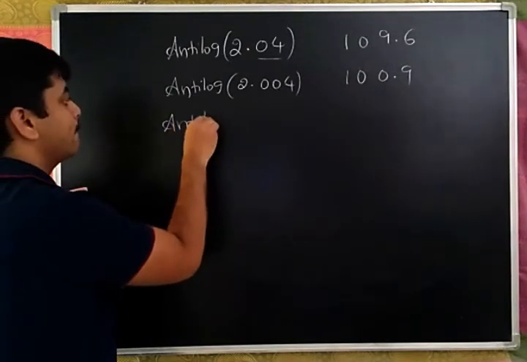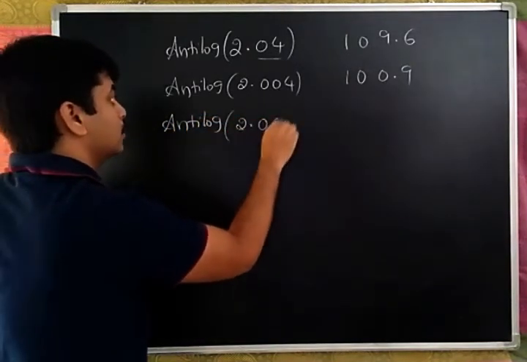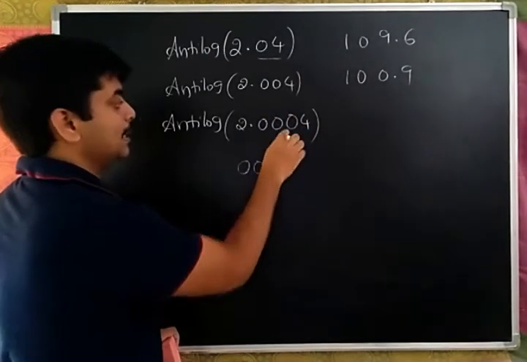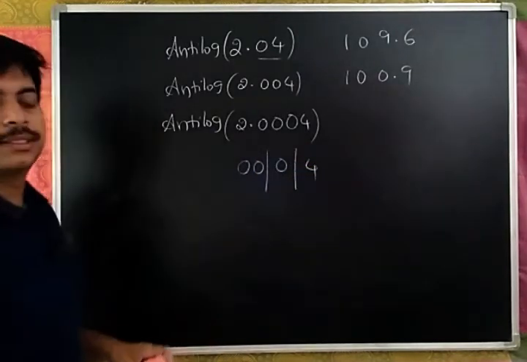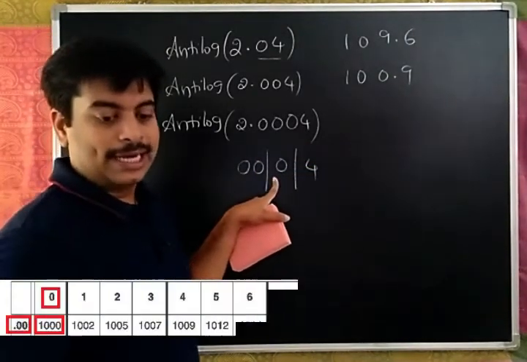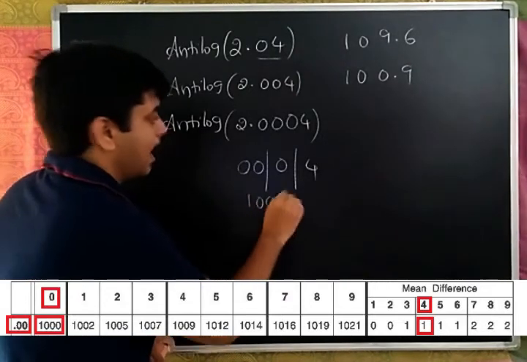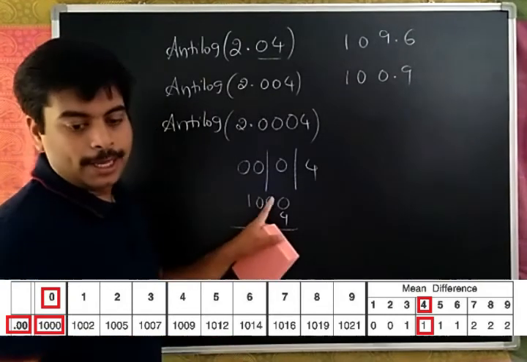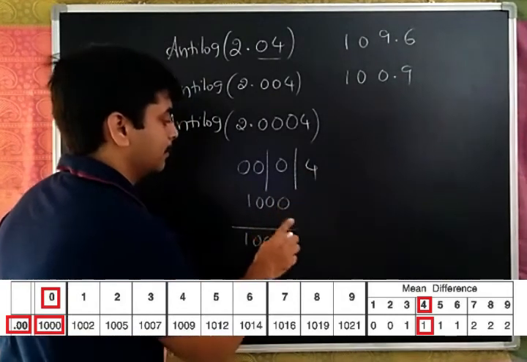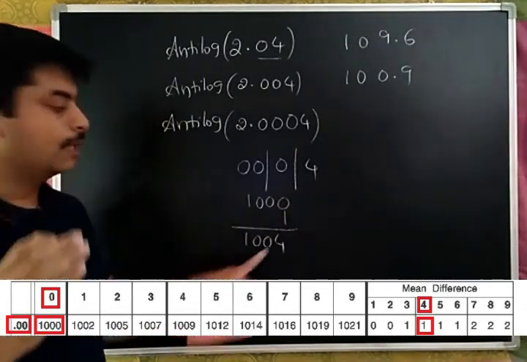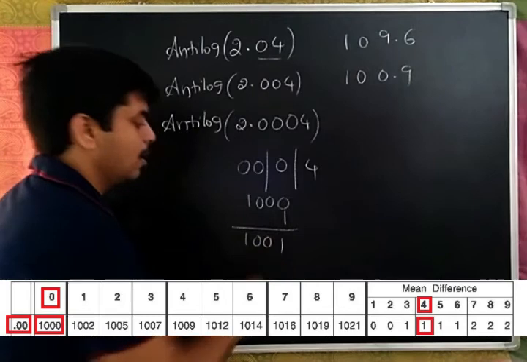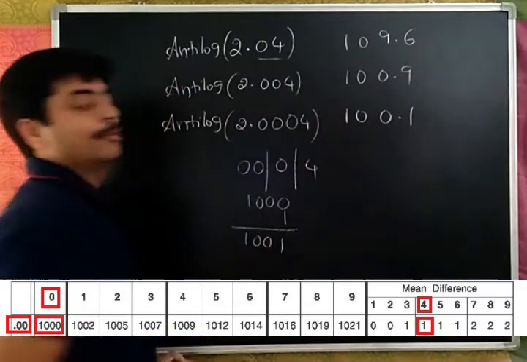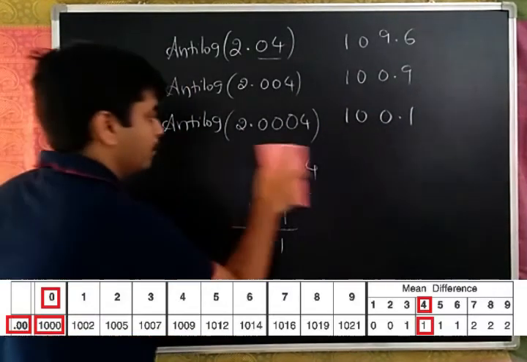Antilog of 2.0004. Do we have this value? It is 00th row, 0th column, and 4th mean difference. 00 and 0 is exactly 1000, and you add the mean difference. Not 4, sorry. At the mean difference of 4, you have the number as 1. So it is 1001, and as you have 2 here, after 3 points, 100.1. Okay, let us go for more decimals.